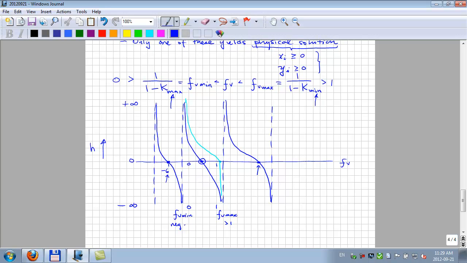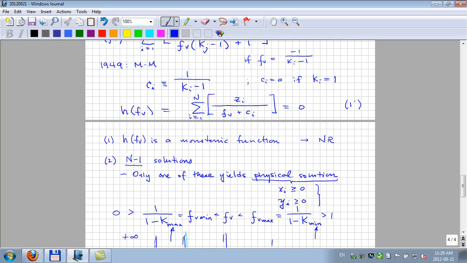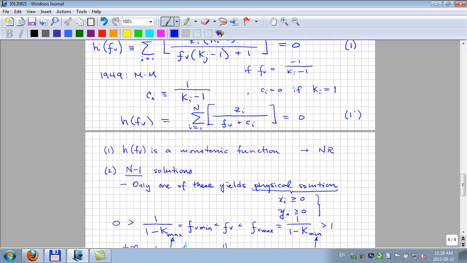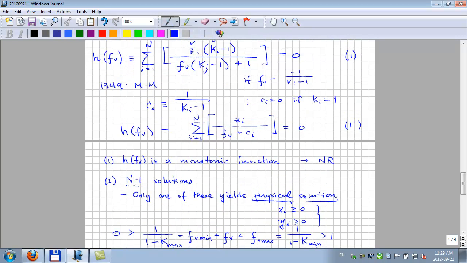Yeah, I know that. I'm just speaking about sketching the function. We just give the value for FV and solve for h. And do we have any value less than FV minimum? Oh yeah, I can pick any FV I want and solve that equation. FV can go below FV minimum.